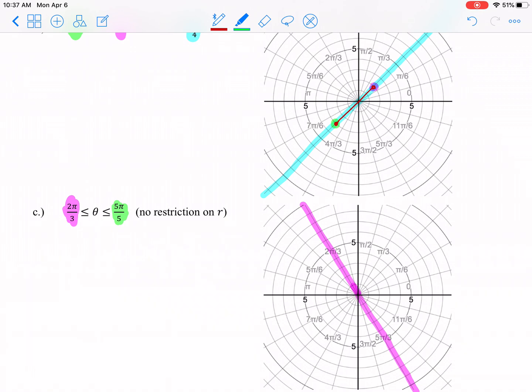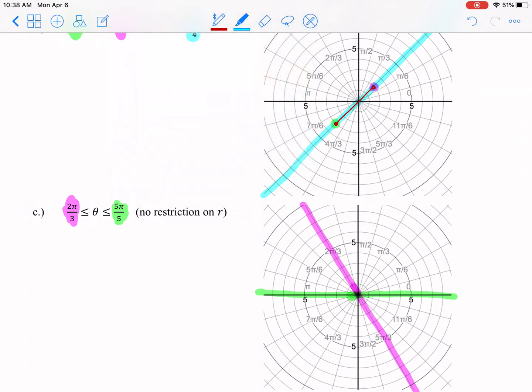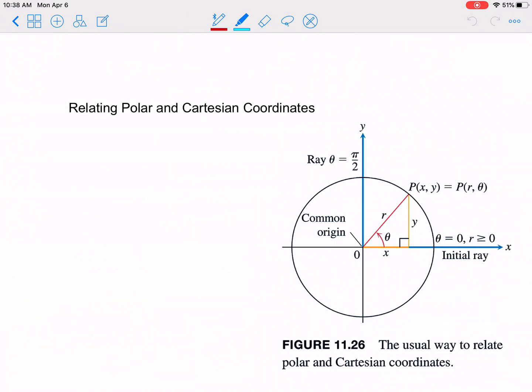All right, and that's just pi. And then also for the negative radii there. And so we ultimately end up with being in between these two, right in here and right over here. All of those points between those two lines. Okay? Now, how do we relate these two coordinate systems, polar and Cartesian?